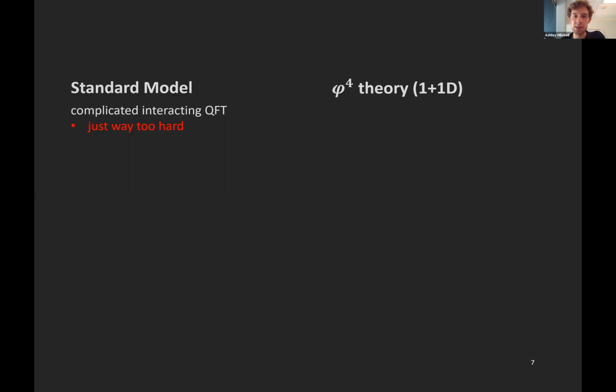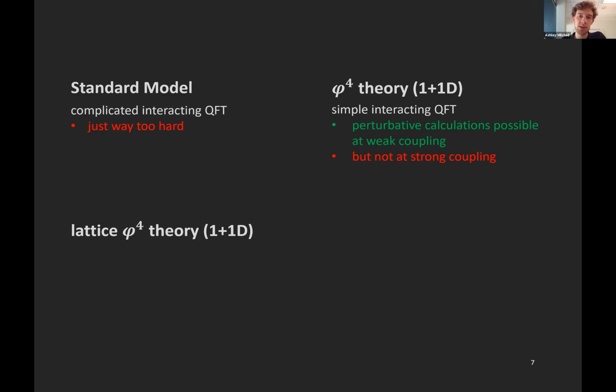You can still set up this scenario there. Now this is a simple, compared to the standard model, interacting quantum field theory. And you can do some perturbative calculations for this at weak coupling. But again, you can't access phenomena at strong coupling, which you'd like to do if the energy gets cranked up and you have these bubble walls colliding at the speed of light. So we could try to figure out how to do strong coupling calculations.